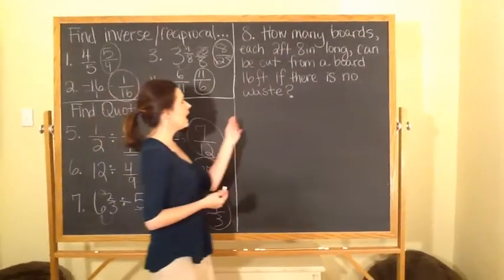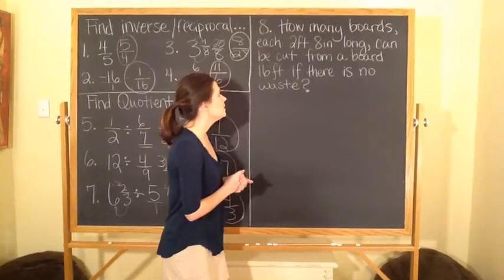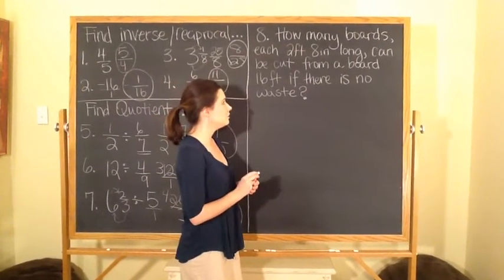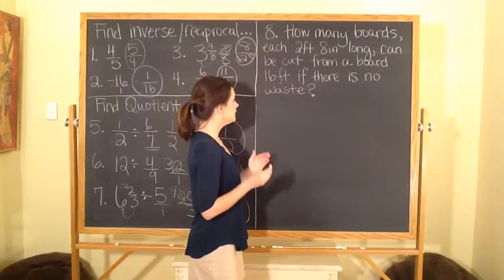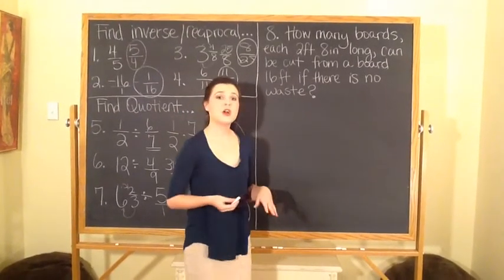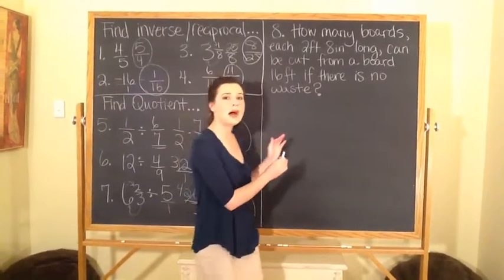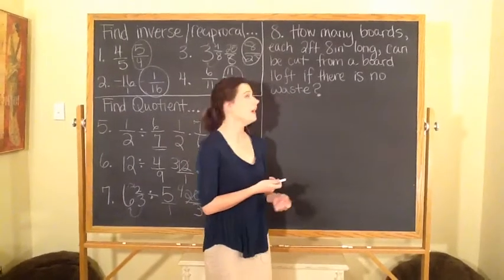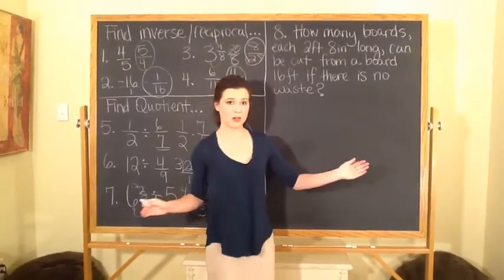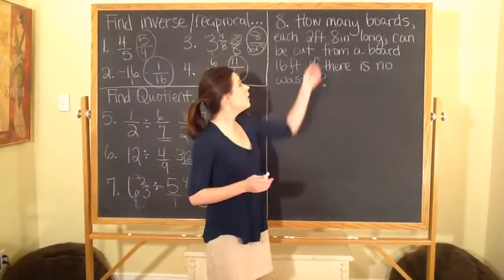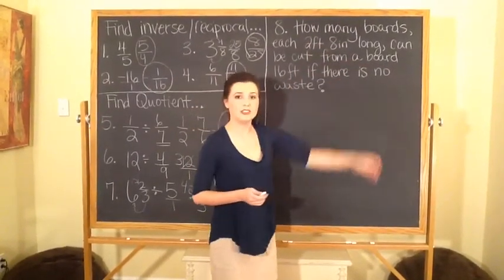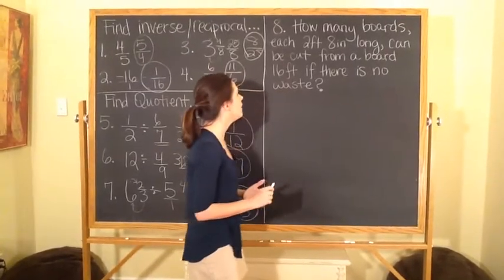Alright, number 8. It says, how many boards, each 2 feet and 8 inches long, can be cut from a board that is 16 feet if there is no waste? So this kind of shows you how this skill can be used in life. If we have a long board that's 16 feet, we want to be able to break it up into pieces of 2 feet and 8 inches. So let's figure out how we can do that.